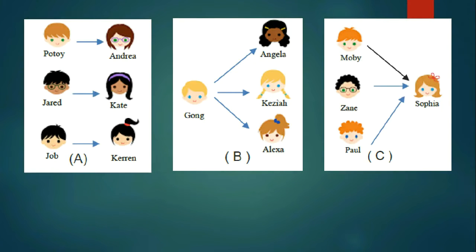So what type of correspondence is shown in diagram A? It is a one-to-one correspondence. Bakit siya one-to-one correspondence? Kasi, as you can see, lahat ng lalaki ay may kanya-kanyang partner, tig-isang partner.